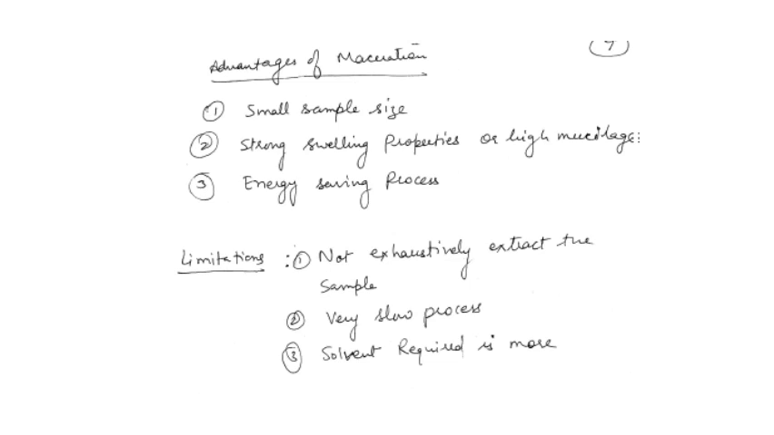So let's see what the advantages of the maceration method are. The first is that it is useful for a small sample size. It is useful if your sample possesses strong swelling properties, or we can say high mucilage property. It is the property due to the presence of glue-like or gum-like or thick constituents. So for a sample possessing such properties, maceration is useful.